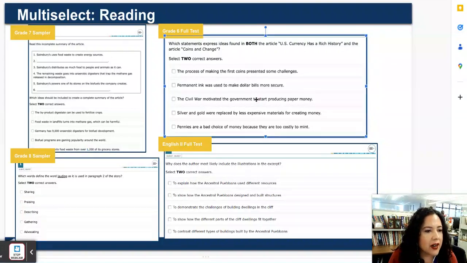And then you see in grade 6, we saw an example of multi-select being used across two paired passages. Students are asked to find two of the ideas expressed in both articles. They can select two correct answers there. And then finally, we have an example of TEA asking about author's purpose. So in this example, students are asked to identify the two most likely reasons the author included an illustration in the excerpt.